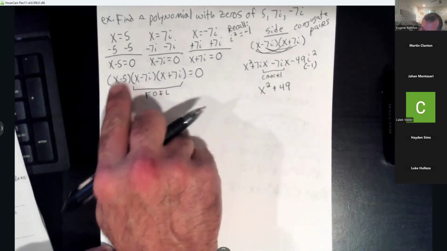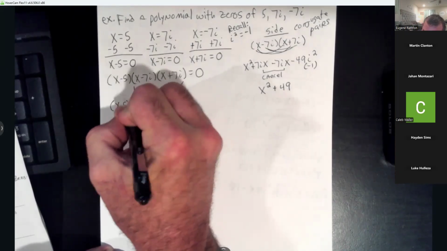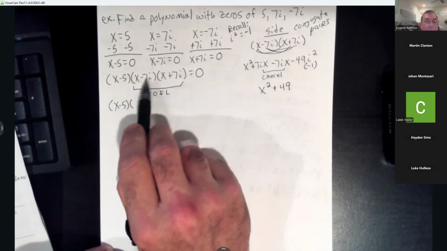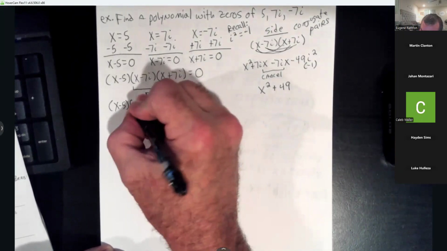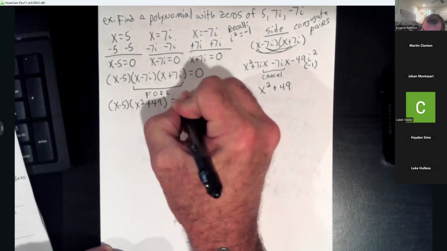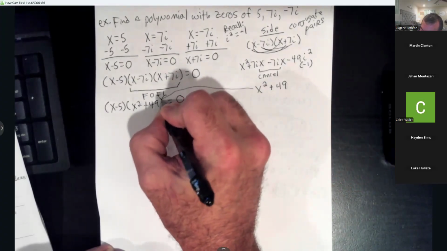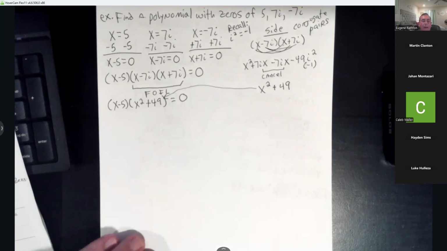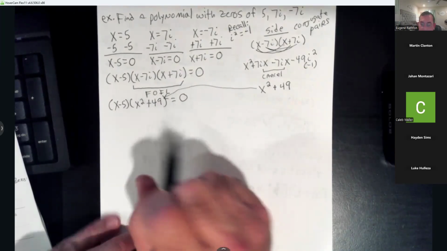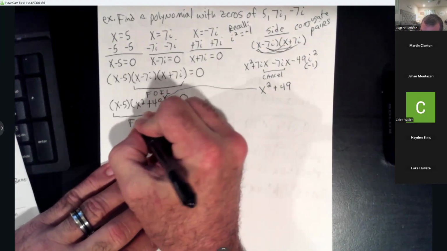All righty, so what that does, I'm going to bring down this x minus 5. This, when I FOILed it, gave me x squared plus 49. And all that equal to 0. So y'all, I'm just going to bring that over to where I brought it over. All right, so now 2 things times 2, we're going to FOIL this.